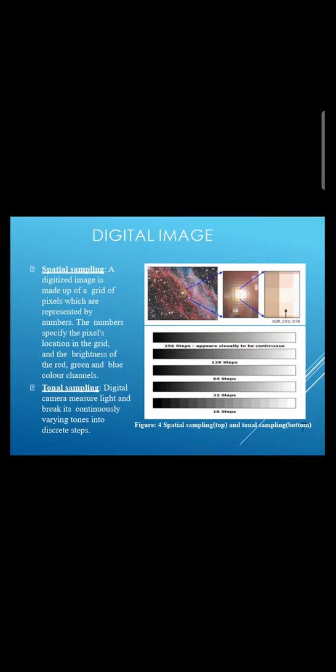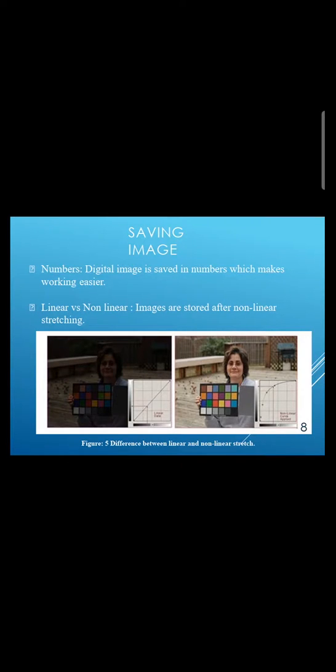Digital image. Spatial sampling. A digitized image is made up of a grid of pixels which are represented by numbers. The numbers specify the pixel's location in the grid and the brightness of the red, green and blue color channels. Tonal sampling. Digital cameras measure light and break its continuously varying tones into discrete steps. Saving image. Numbers. A digital image saved in numbers makes working easier.